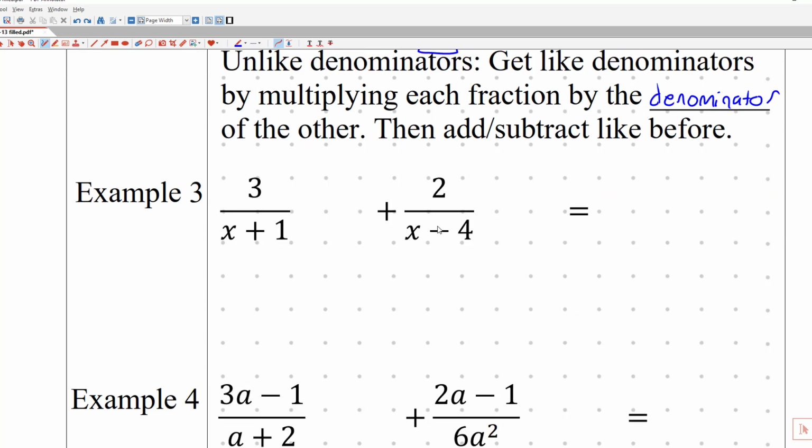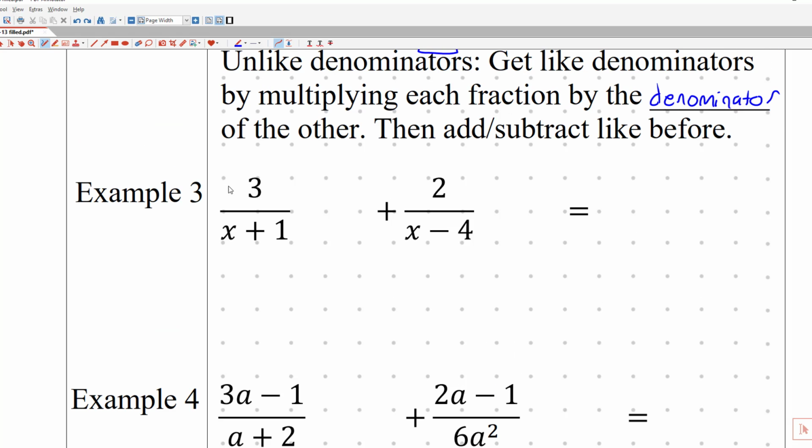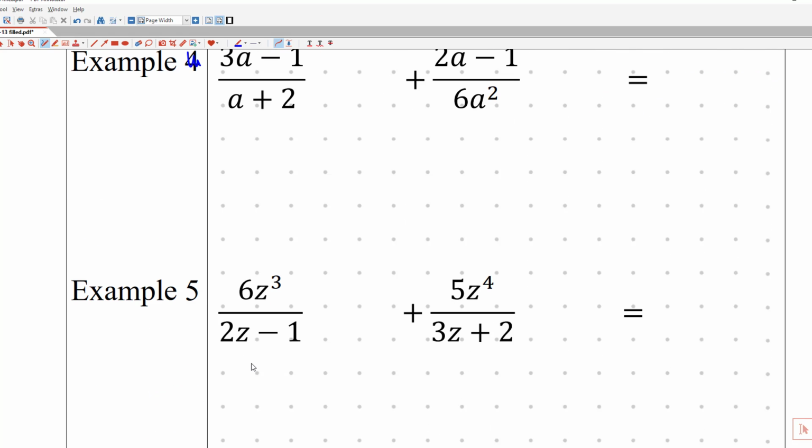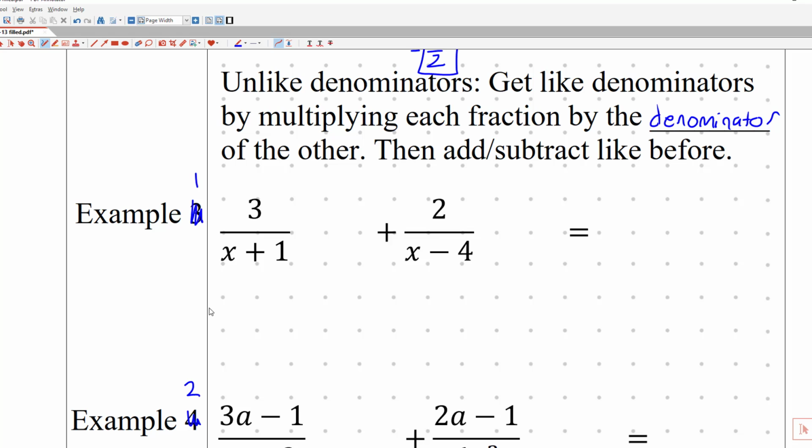So let's see a few examples of these. All these example numbers are off on this one for some reason. This should be example 1, 2, and 3, and I think that's all we had from today. Here we go. So example number 1.